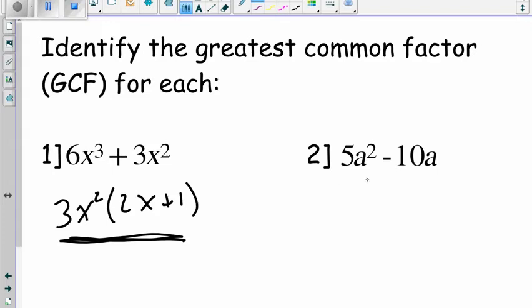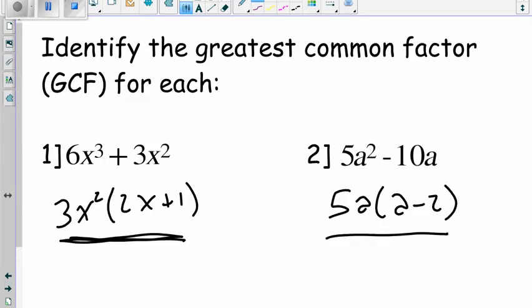Taking a look at number 2, we can factor a 5 out of both. I can also factor an a out of both, so I'm left with a minus 2. That's my complete answer. It's not equal to 0, so we're not solving it at this point.